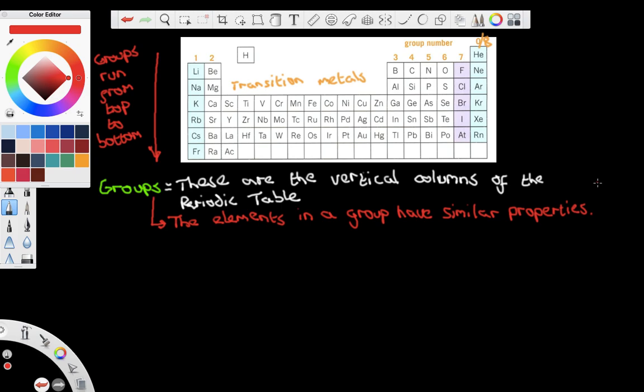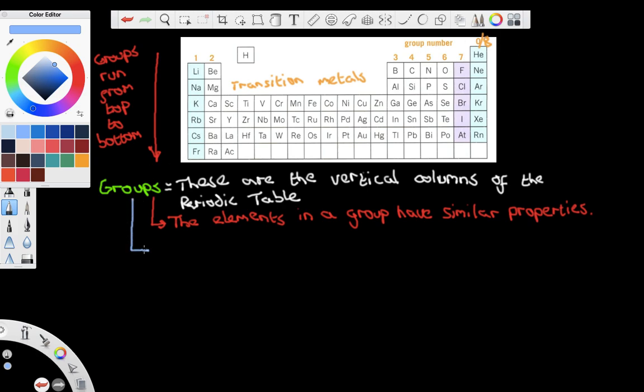Now, as you move down a group, there will be a pattern in properties. So, for example, as you move down group 1, its melting and boiling point decreases. As you move down group 1, you get more reactivity. As you move up group 7, the reactivity increases. So with this one, it increases as you're going down. With this one, it increases as you're going up. We'll talk more about those in future lessons. We're going to do lessons on each of these groups.